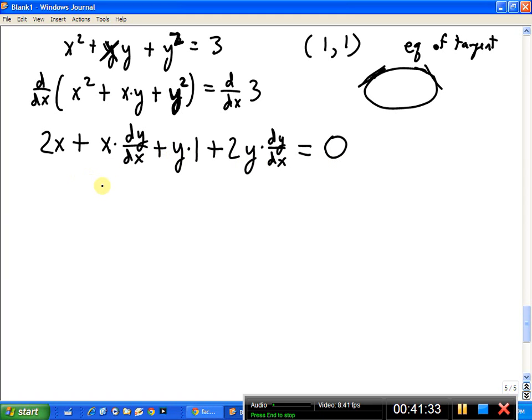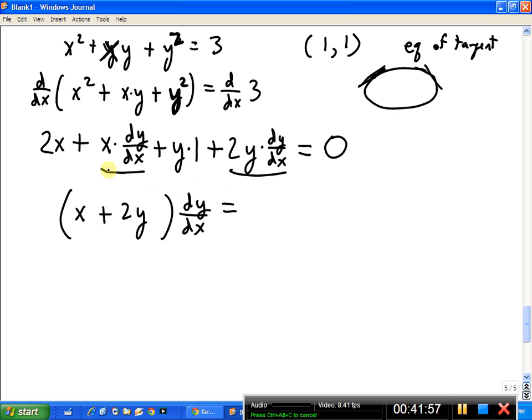So let's go ahead and do that. Anything that has dy dx in it stays on the left. So this stays and this stays. Everything else is going to go. So while I'm at it, I'll go ahead and factor. So dy dx is going to be multiplied by, over here it's x, and over here it's 2y. And then the rest of this stuff is going. So I'm going to get minus 2x and minus y. So here we go. Dy dx equals minus 2x minus y over x plus 2y.